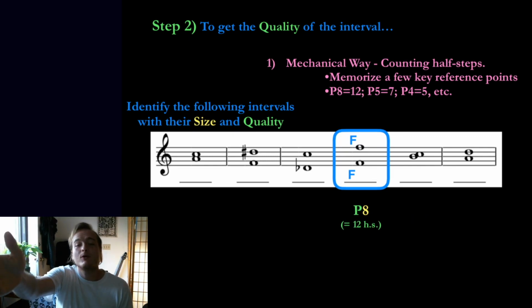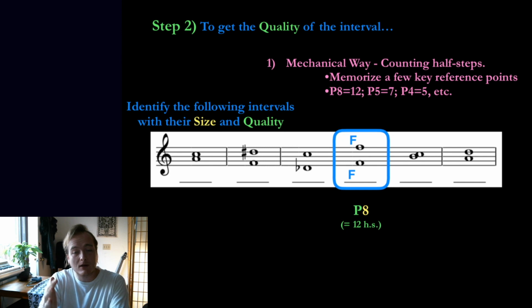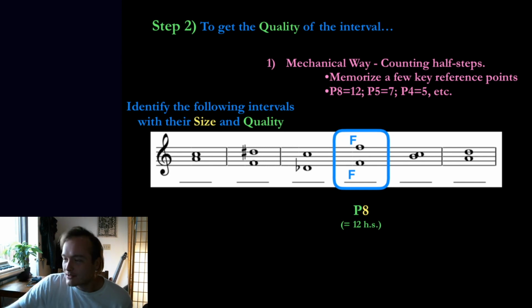And you can see I've listed those important landmarks there. Perfect octave is 12 half steps, perfect fifth is 7 half steps, and the perfect fourth, which is 5 half steps. So that one was pretty straightforward.